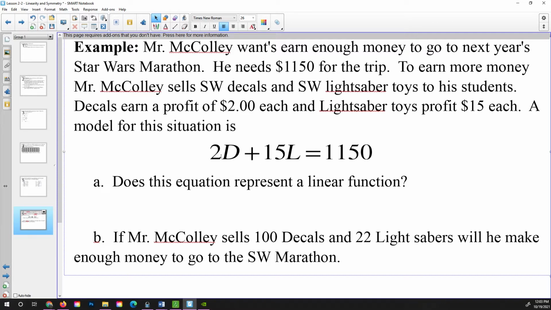Well, if I look at it, I have two variables, D and L. Both of them are raised to the first power, so I don't have any powers other than one. I'm not multiplying any variables. I don't have a variable in the denominator. I'm not taking the square root of one of the variables. So I'm thinking it's linear. And then we can go to Desmos and we can verify that.